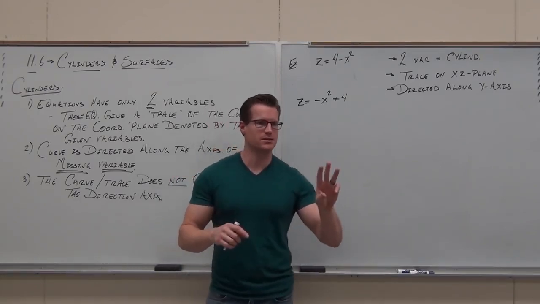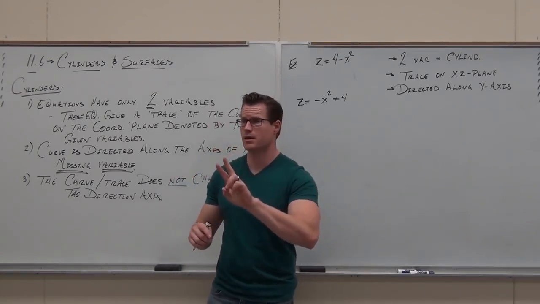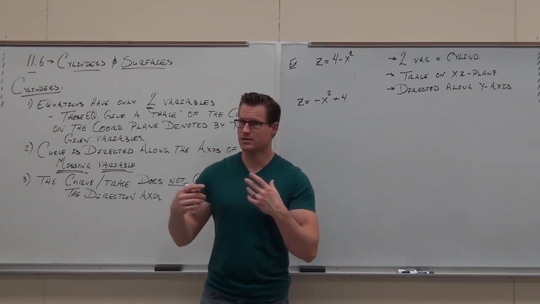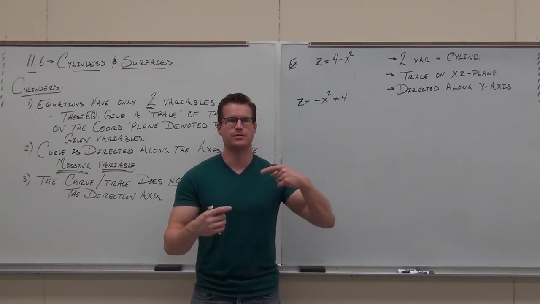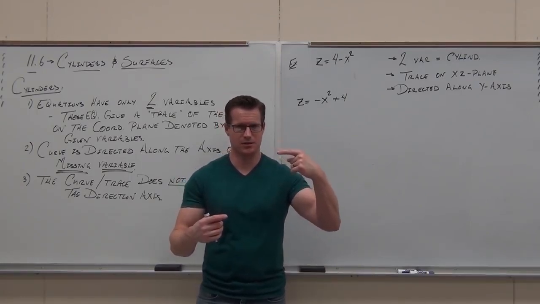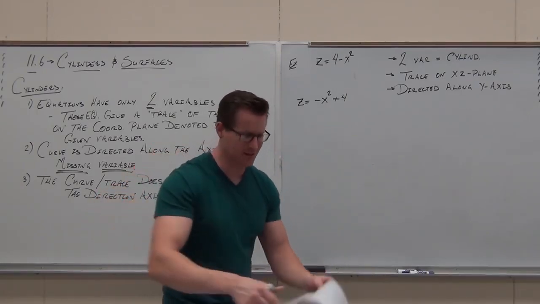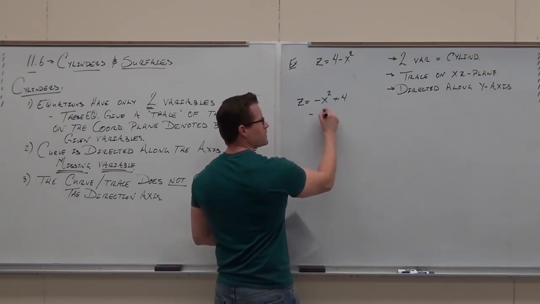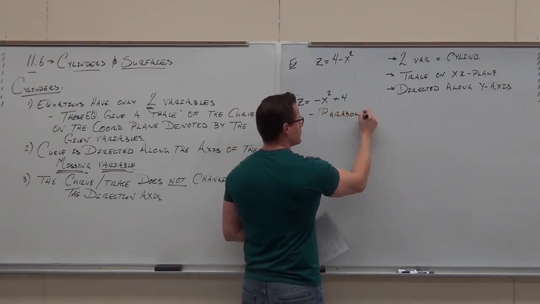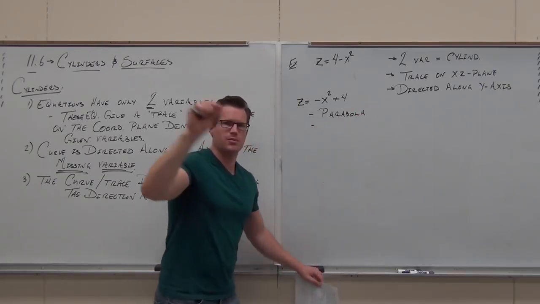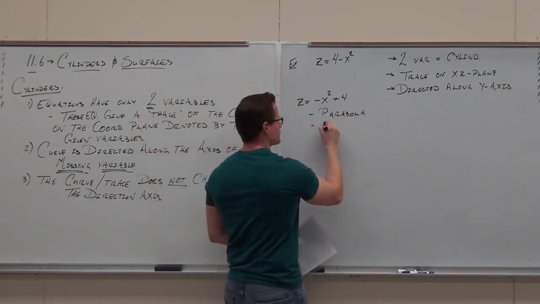Now we have 3 axes, and with cylinders they're taken 2 at a time. So this is on the XZ plane, and it's shifted up 4 on the Z axis. Does that make sense to you? That's what I want to have you think like. It's weird. So everything we know is it's a parabola. It's shifted up 4 on the Z axis.